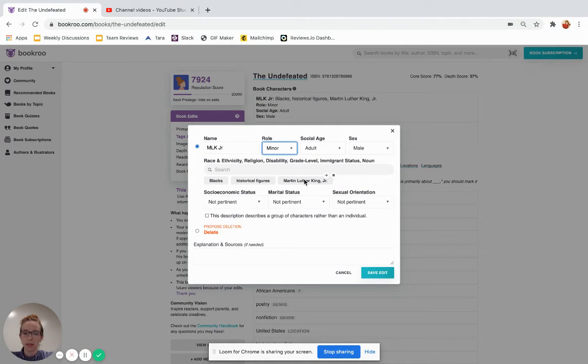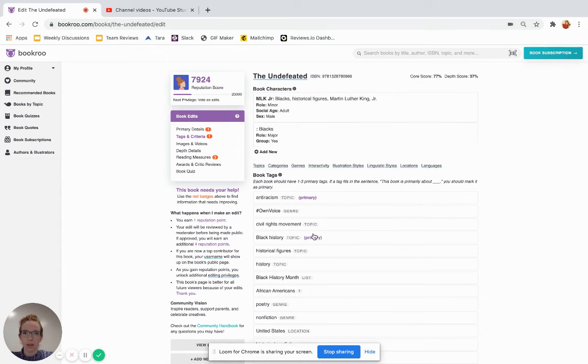So an example of a fictional person that you might do this for is Santa Claus. Some books may not be about Santa Claus, but they feature Santa Claus, and that's a fun thing to know about the book. So you also have Martin Luther King Jr. that you can use as a book topic tag, and these are still down here.